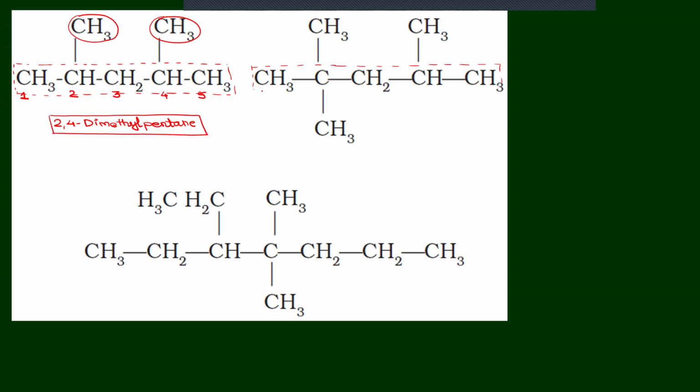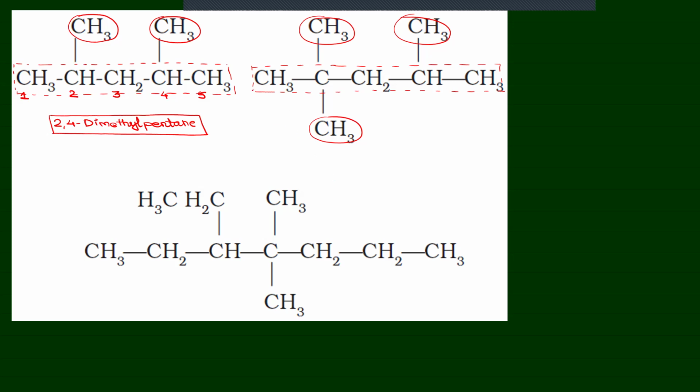But now how many child or the substituents did you observe? 3. And all 3 are methyl, so we'll call them trimethyl. Perfect. And numbering should be done from which side?